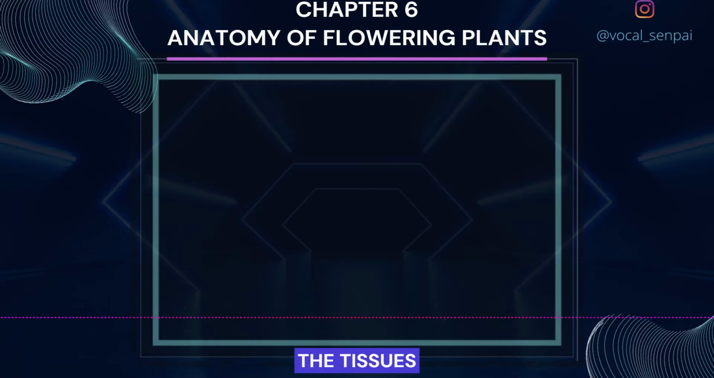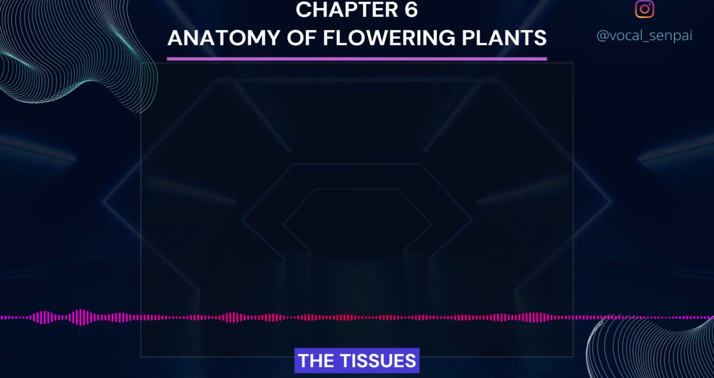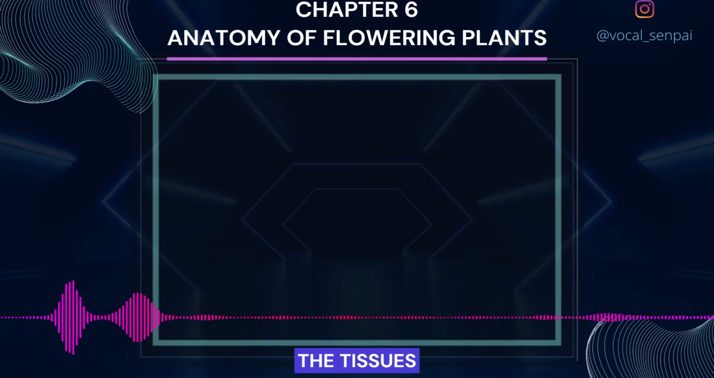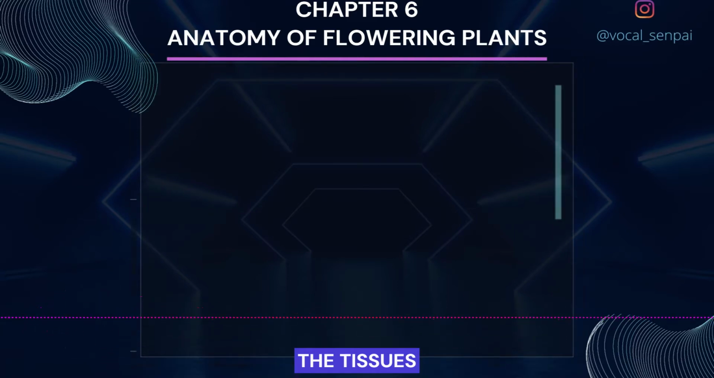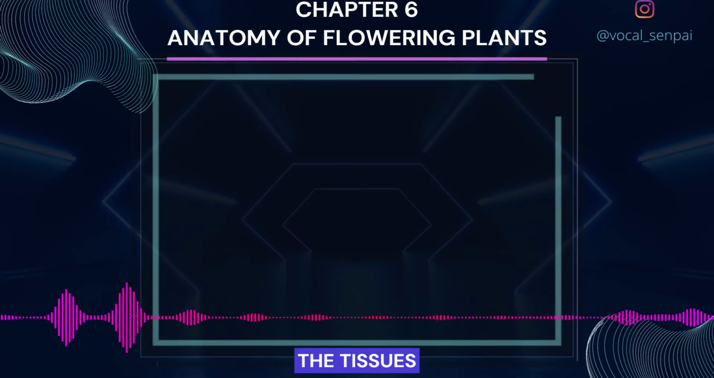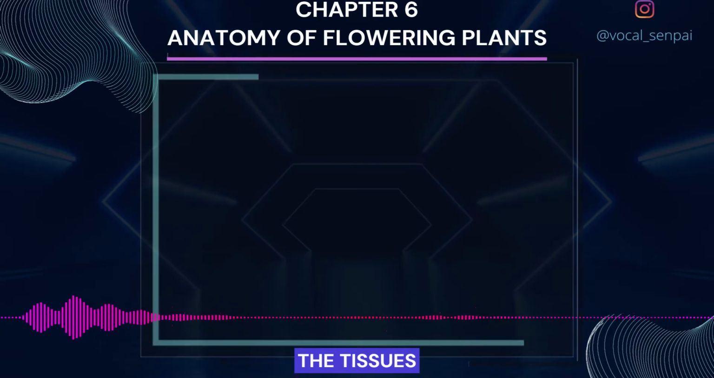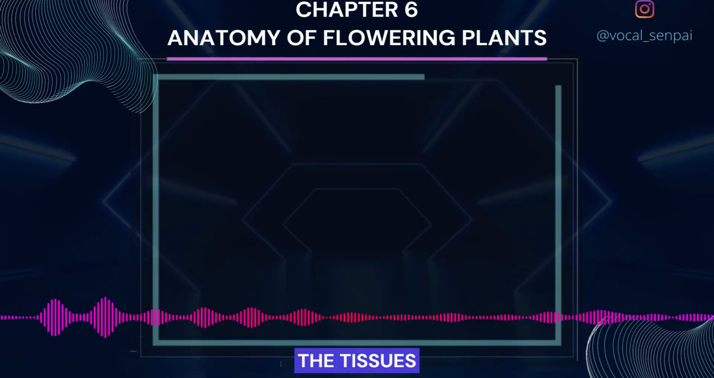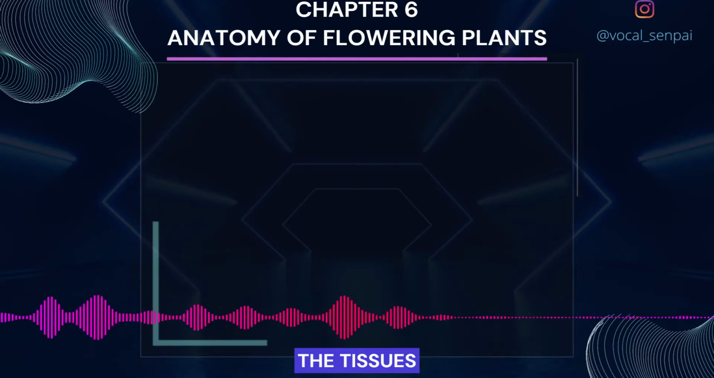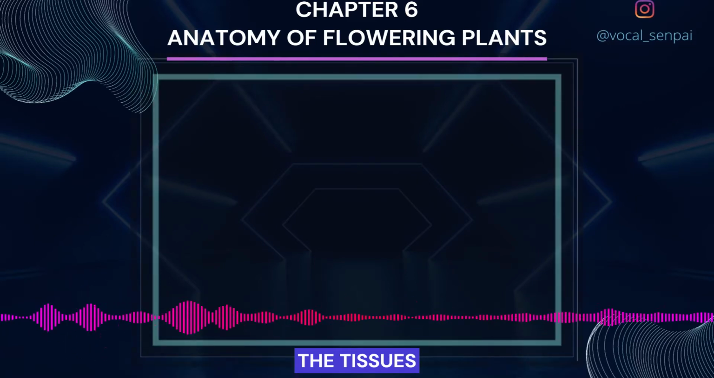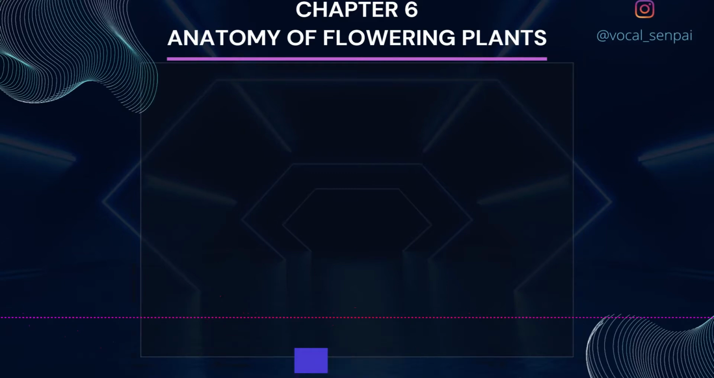The tissues. A tissue is a group of cells having a common origin and usually performing a common function. A plant is made up of different kinds of tissues. Tissues are classified into two main groups, namely, meristematic and permanent tissues, based on whether the cells being formed are capable of dividing or not.